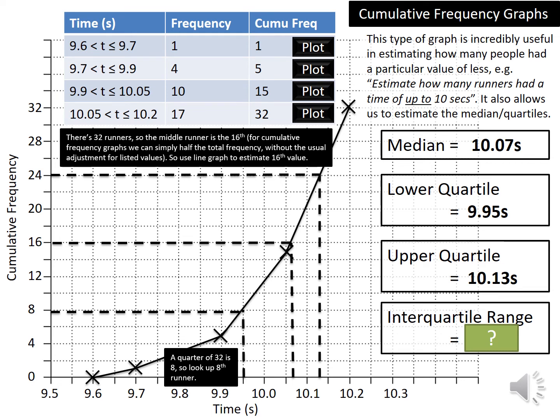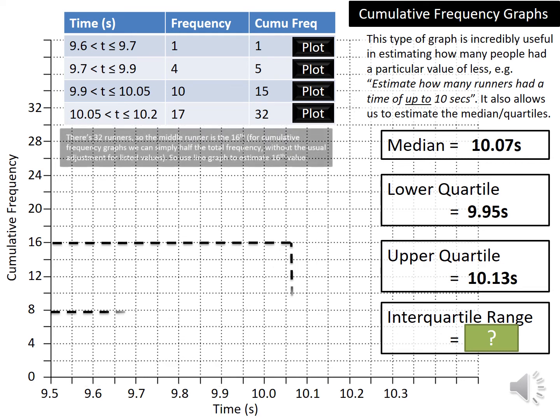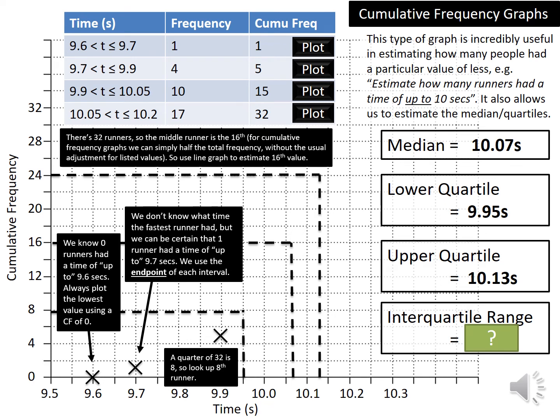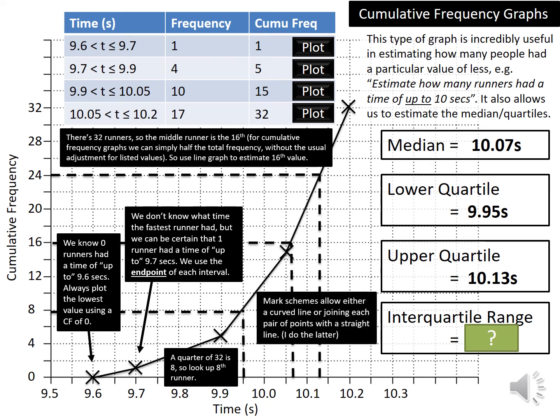Okay, so lastly, with the interquartile range, we've already got what we need. We need the lower quartile and the upper quartile. To work out the interquartile range, we just subtract the lower quartile from the upper quartile. We get 0.18 seconds. So when you've worked out all these, it's quite easy to work out the interquartile range from that. You can just do the subtraction.